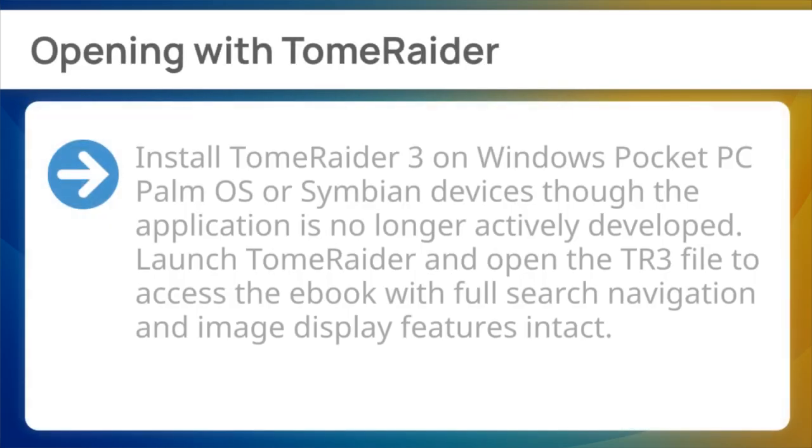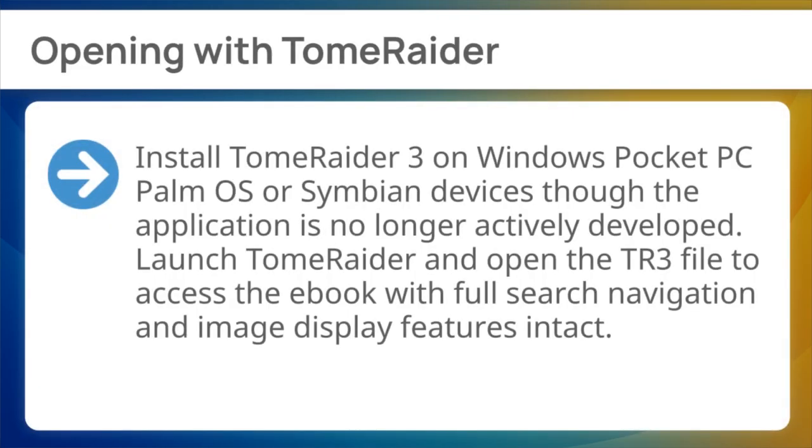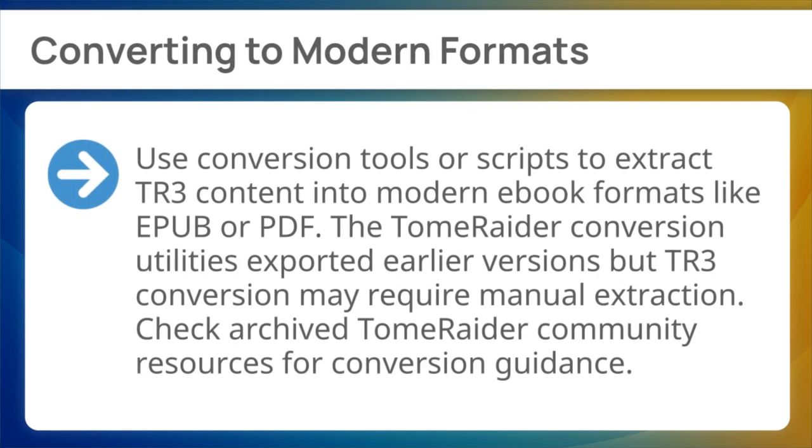First, opening with TomeRaider. Install TomeRaider 3 on Windows, Pocket PC, Palm OS, or Symbian devices, though the application is no longer actively developed. Launch TomeRaider and open the TR3 file to access the ebook with full search, navigation, and image display features intact.